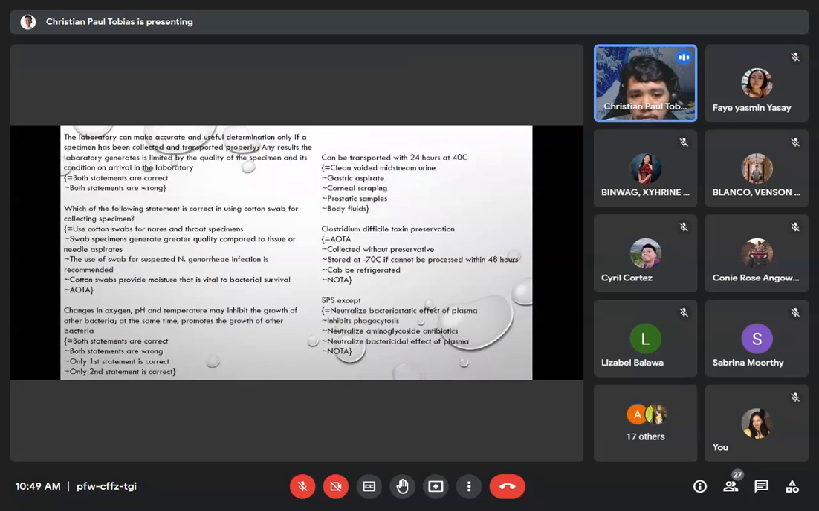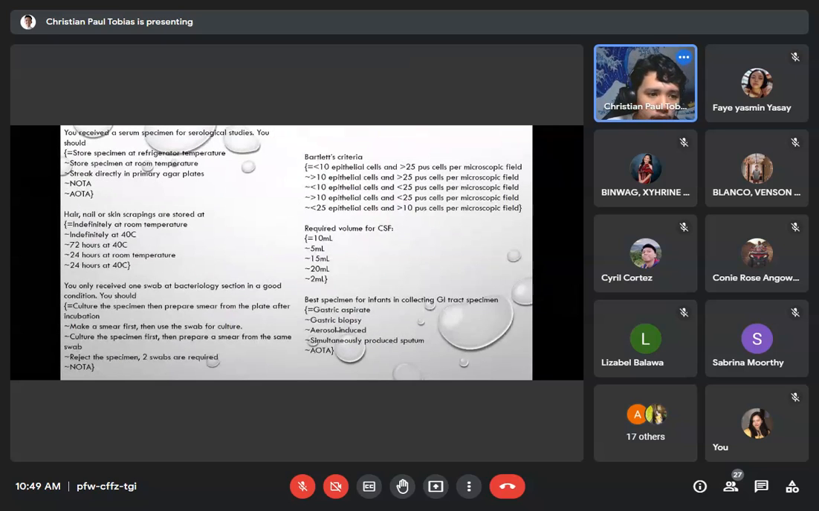SPS except, so neutralizes bacteriostatic effect of plasma. Dapat neutralizes bactericidal effect of plasma. Okay. You receive a serum specimen for serological studies. You should store the specimen at refrigerator temperature. Hair, nail, or skin scraping are stored indefinitely. Okay? At room temp. So, hindi mo na kailangan i-store.